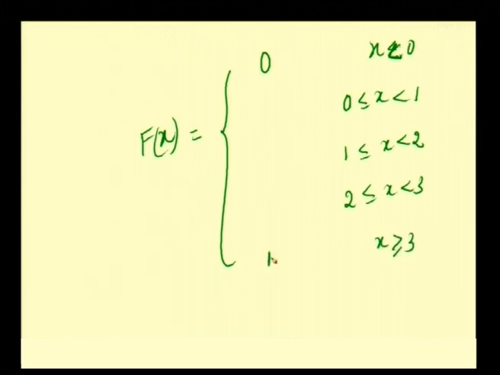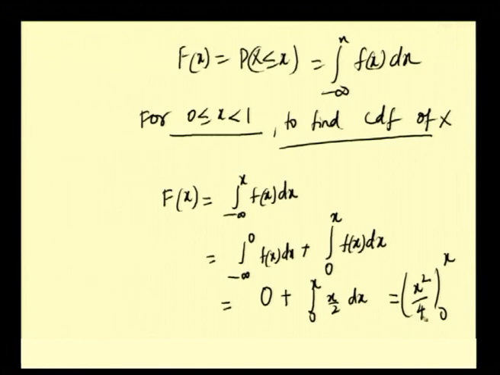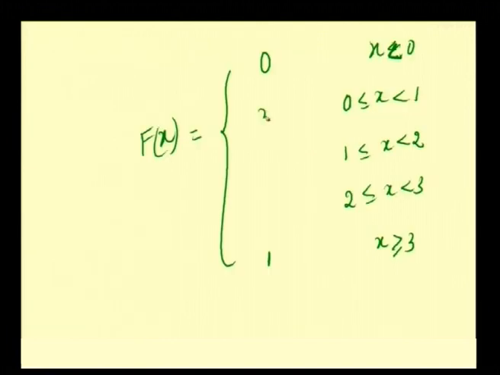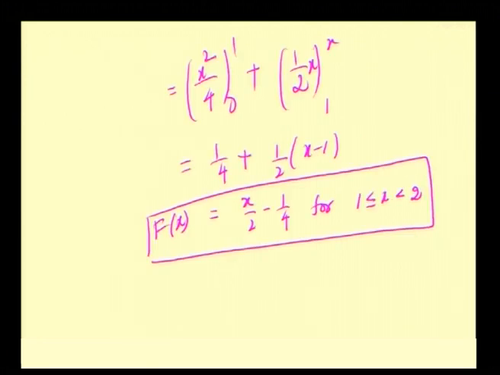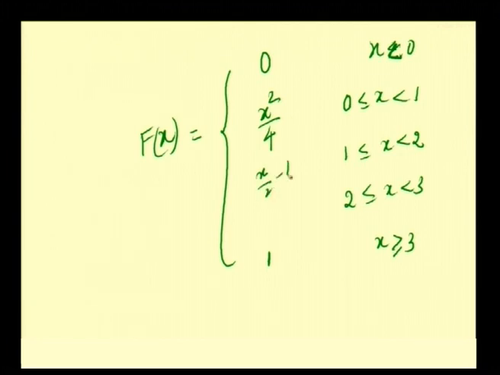In this it is 1. We have the 3 answers which you have found out for the respective 3 intervals; you have to substitute them here. For the first interval 0 to 1, it is x square by 4. What is the second answer? Second answer is x by 2 minus 1 by 4.